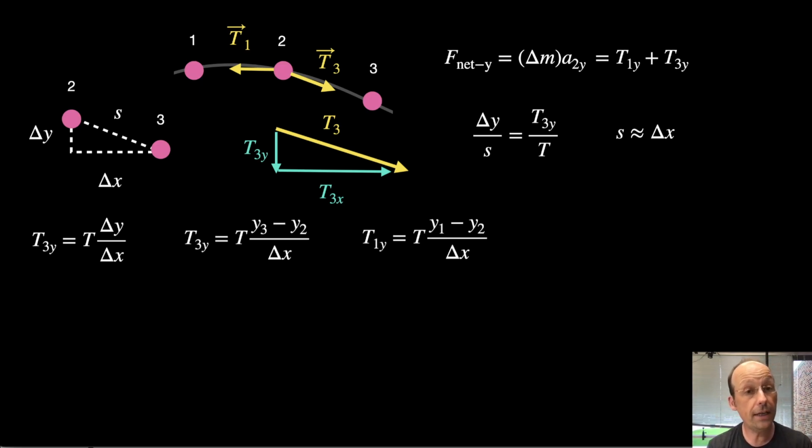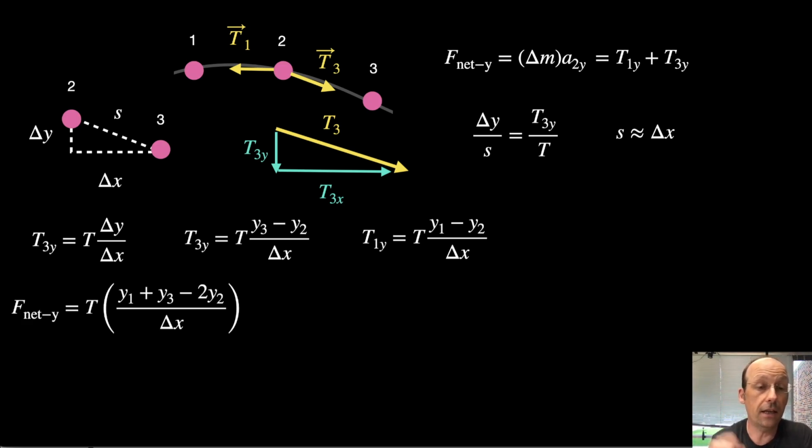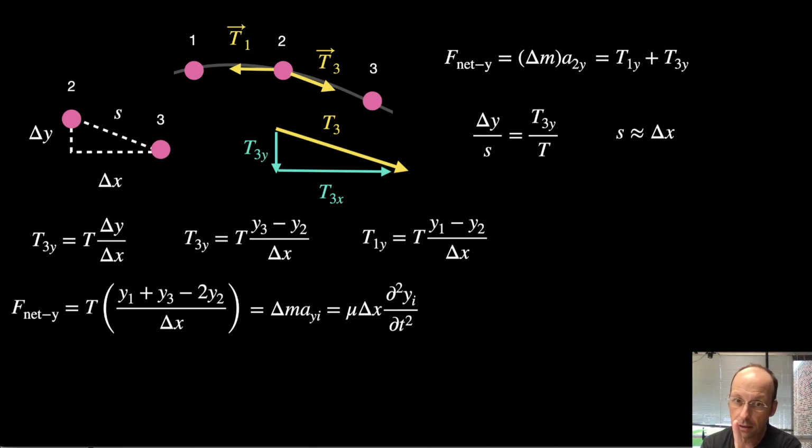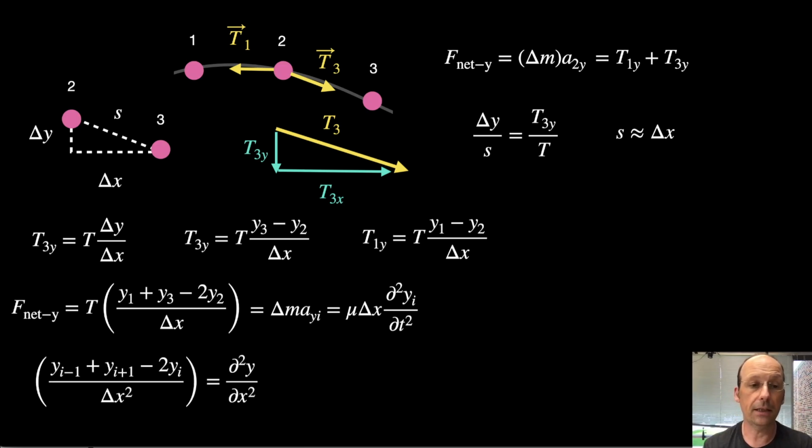Now, for T3y, delta y over delta x is going to be y3 minus y2. That's the delta y. Delta x is the same for all the pieces. But for T1, since it's actually pulling to the left, it's y1 minus y2. Okay, and again, it's y1, y2, y3. Okay, got that. So then I just say the net force, I just add those two y components together. I get that. I set that equal to mass times acceleration for element y, where the acceleration is the second partial of y with respect to t, and then the mass is mu times delta x. Divide both sides by delta x. I get that. So the thing on the left is the second partial of y with respect to x. It is the same.